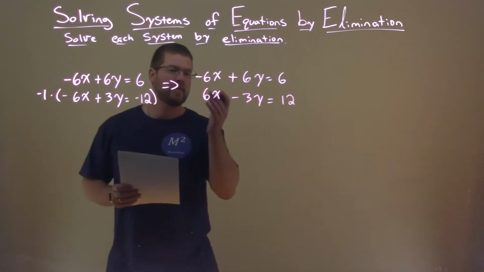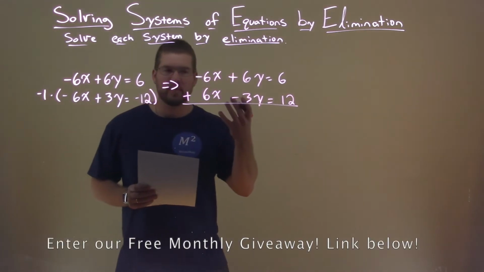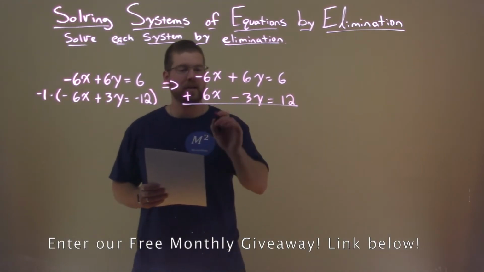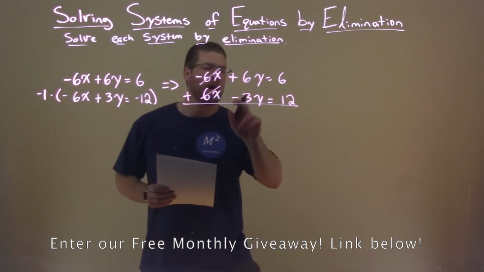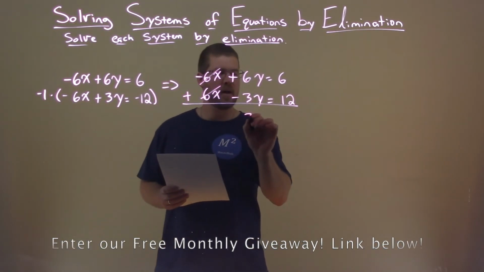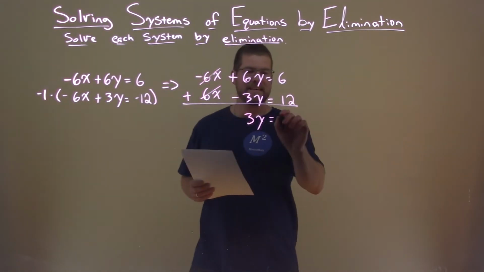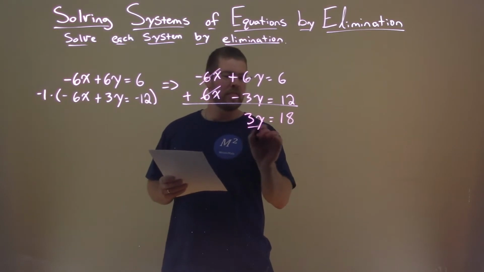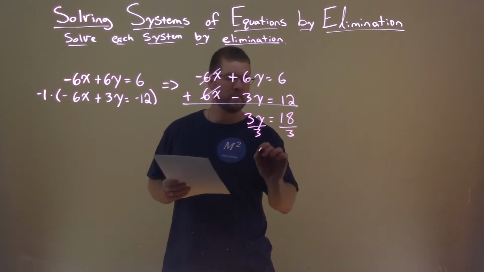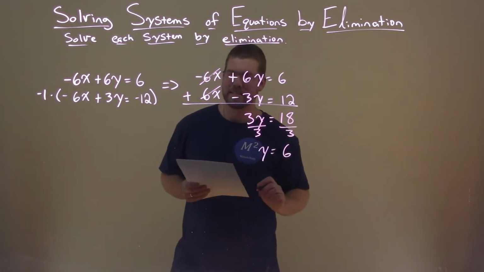So now we're going to add the two equations, and as you can see, our goal will be revealed. Negative 6x plus 6x is 0x, so they're eliminated, hence the term. 6y minus 3y is a positive 3y. 6 plus 12 is 18. We take 3y and divide both sides by 3, which gives us y by itself, and 18 divided by 3 is a good old 6.